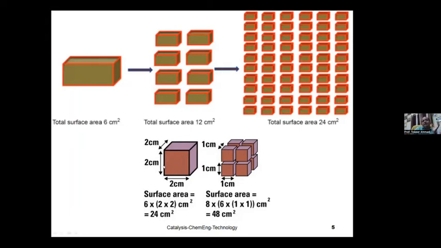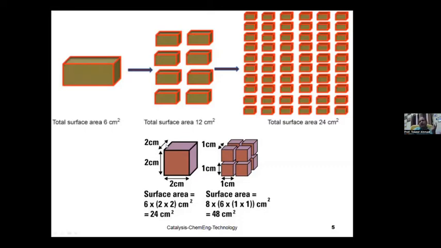Now I am cutting down this 2 centimeter cube into 1 centimeter cubes. So how many cubes will it generate? 1, 2, 3, 4 on this side and 4 on the back side. So 8 cubes it will generate.